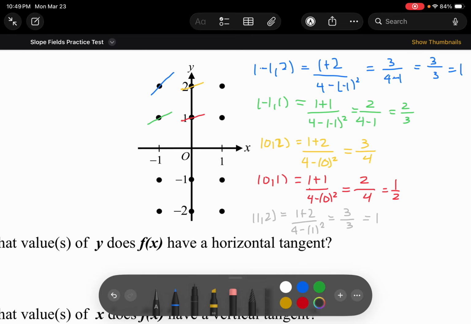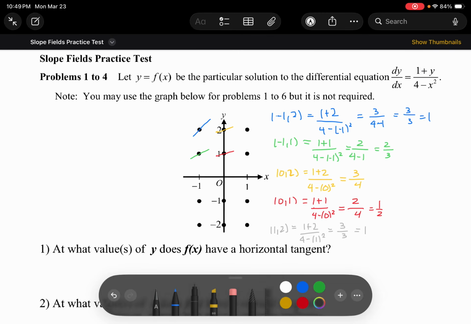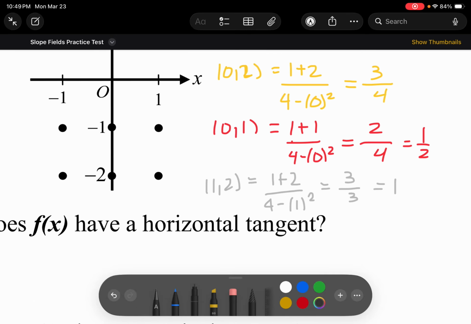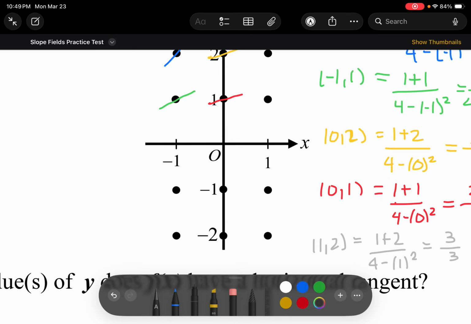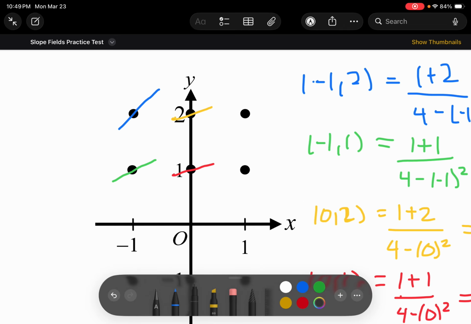Did I do it right? 1 plus 2 is 3. Yeah, 4 minus 1 squared. Yeah. So it's 3 over 3, which is 1. So you're going to have a slope of 1 for 1, 2. It should look something like that.